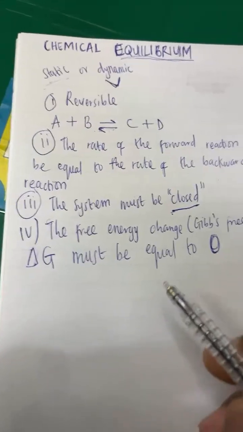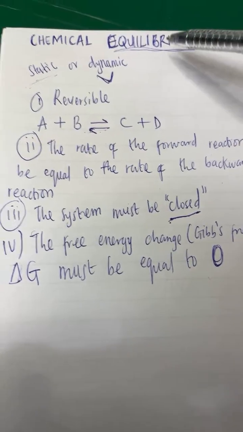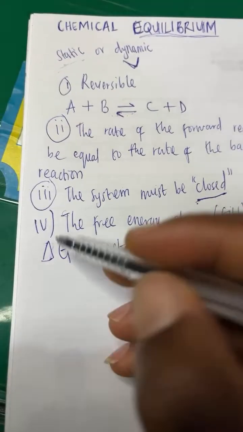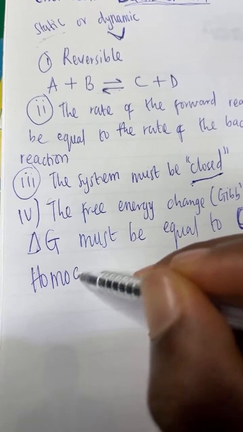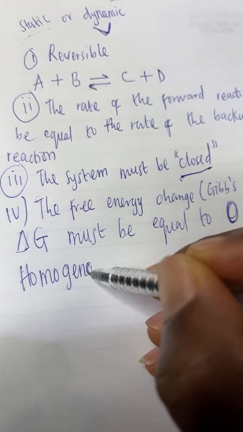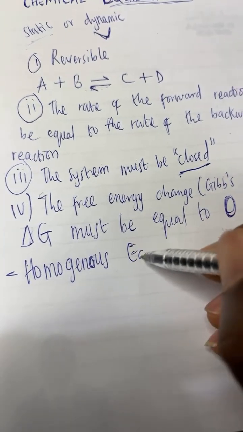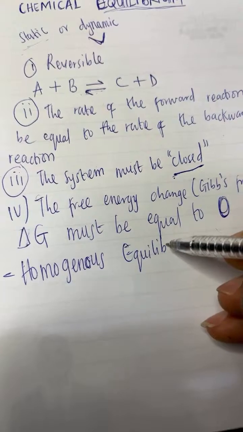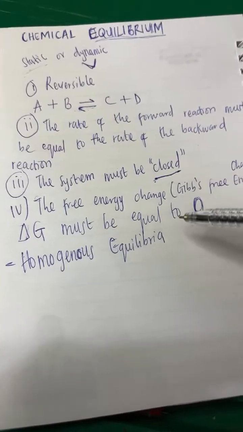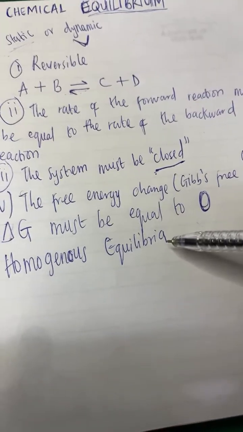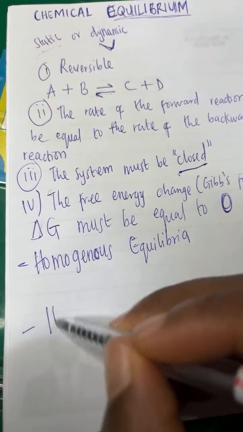Imagine. So now, we have 2 types of chemical equilibrium, right? We have the homogeneous equilibria. Everybody type homogeneous equilibria. I believe you people know that equilibria is the plural form of equilibrium. We have the homogeneous equilibria and we have the heterogeneous equilibria.